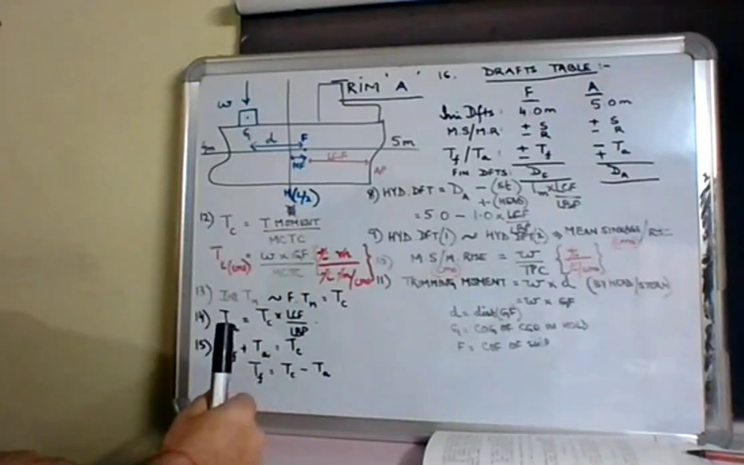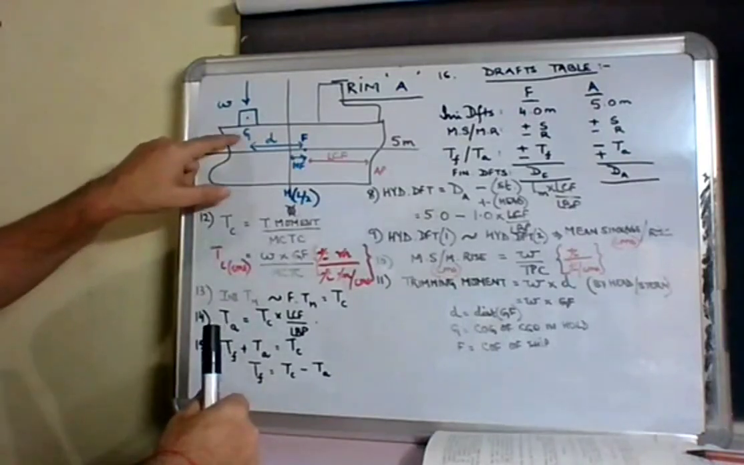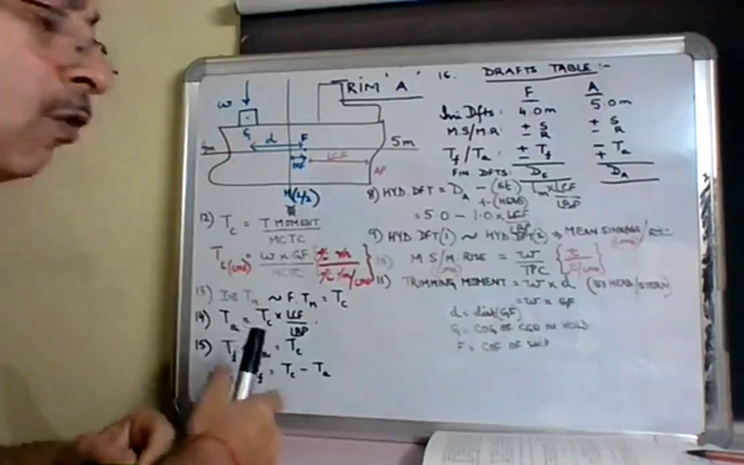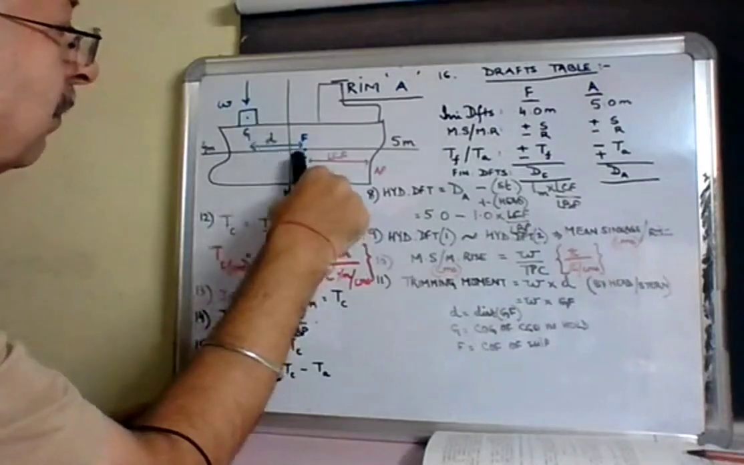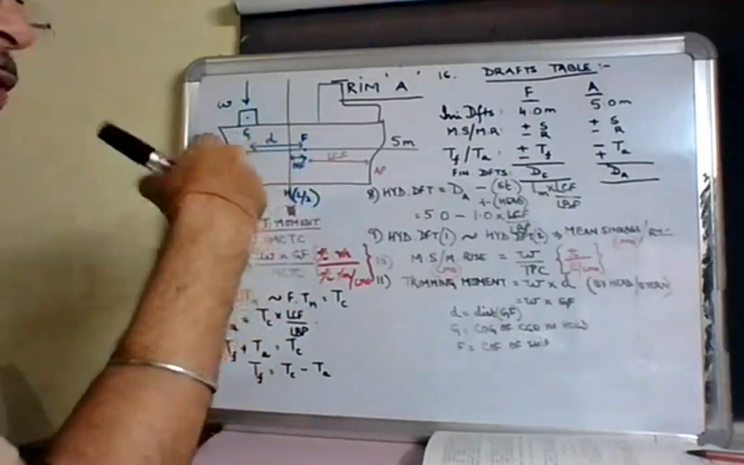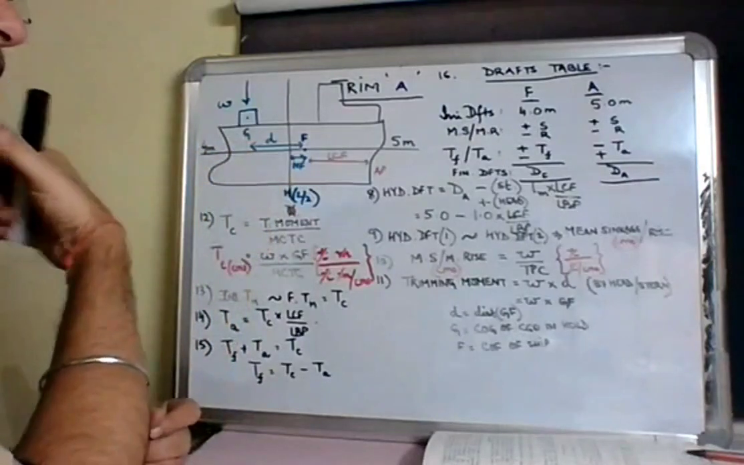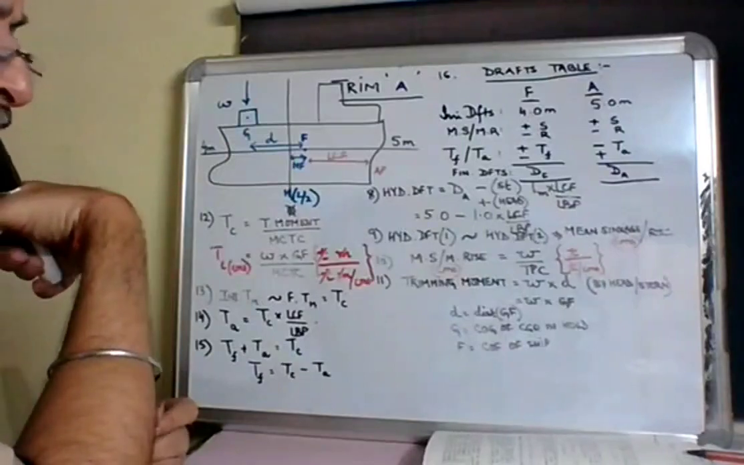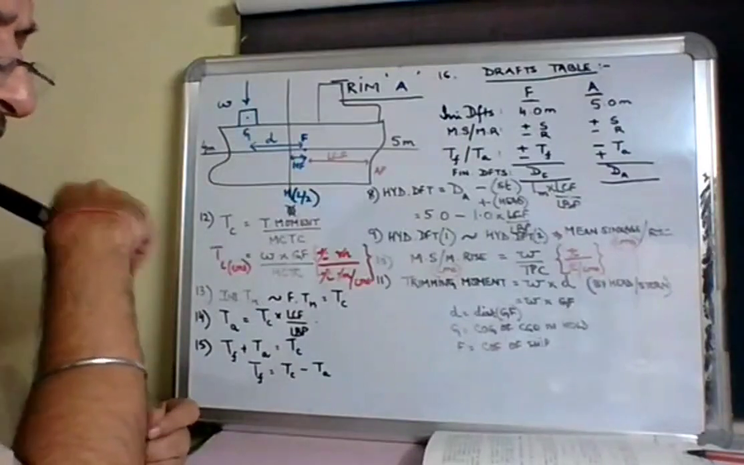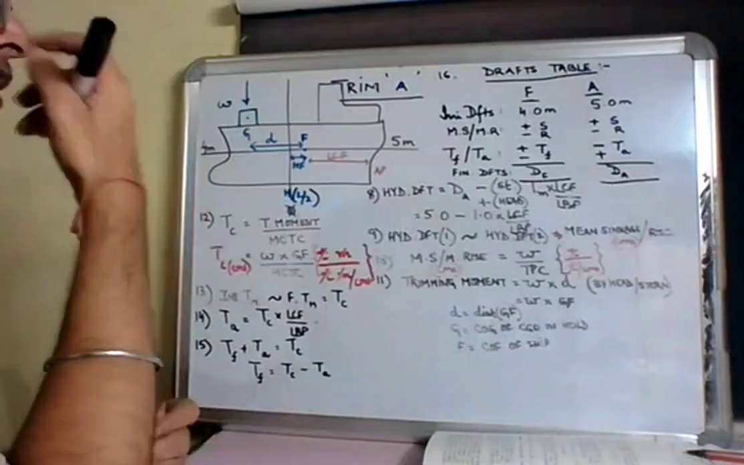Is the center of gravity of the weight to be measured from the after perpendicular or the midship? The center of gravity of the weight will be given to you in the question from midship. And then we have to add or subtract. You have to add or subtract HF so as to get it from the center of rotation. That is what you'll do. Any other question?